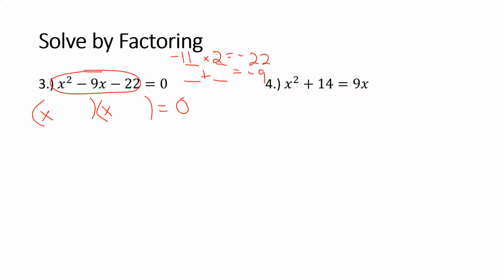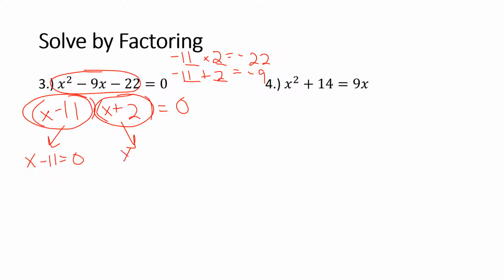Negative 11 times 2 is negative 22, and negative 11 plus 2 is negative 9. So my factors are x minus 11 and x plus 2. So from here, I know that x minus 11 times x plus 2 is equal to 0. And if the product is 0, that means one of the factors has to be equal to 0. So either x minus 11 equals 0 or x plus 2 equals 0. And we're just going to solve both of these to figure out what x is.